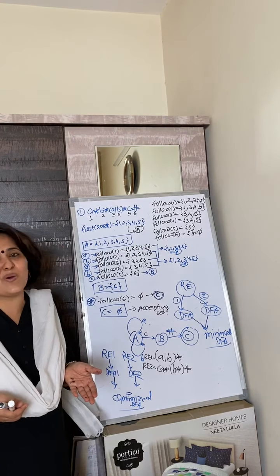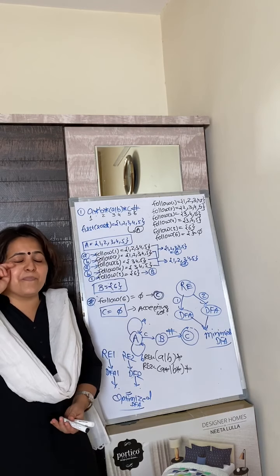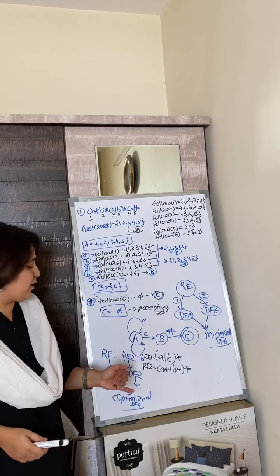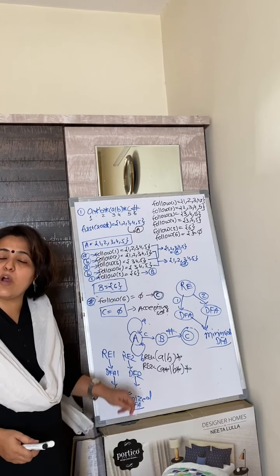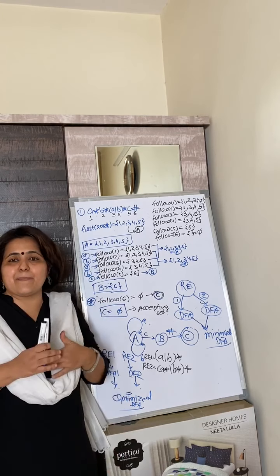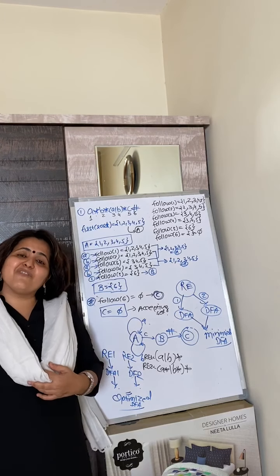Is it clear? Okay. So in the next lecture we are going to discuss this portion and also optimizing the DFA, that is, how a DFA can be optimized, minimized. That algorithm and example we are going to discuss in the next lecture, and then we are going to start with the syntax analysis phase.